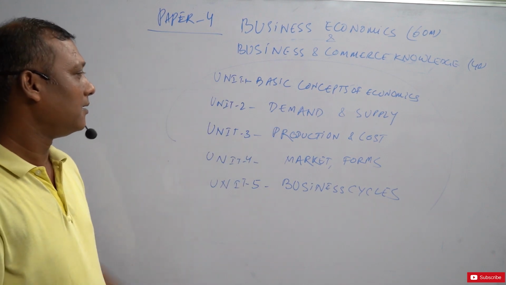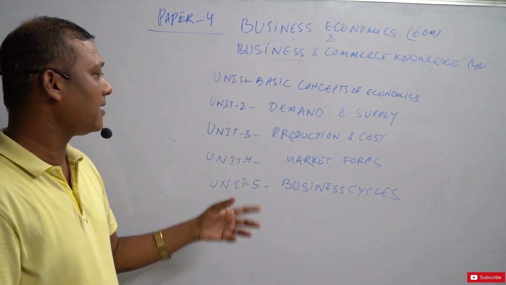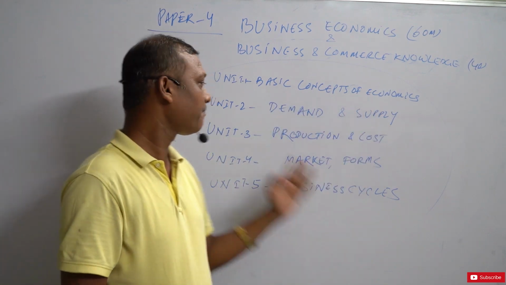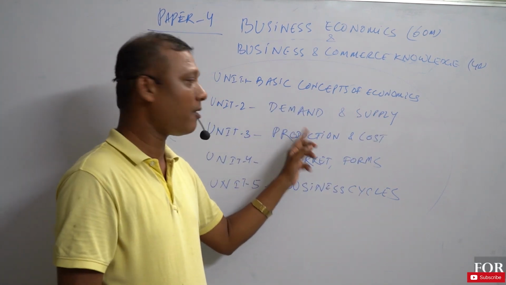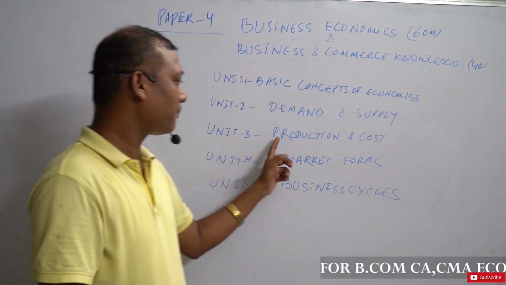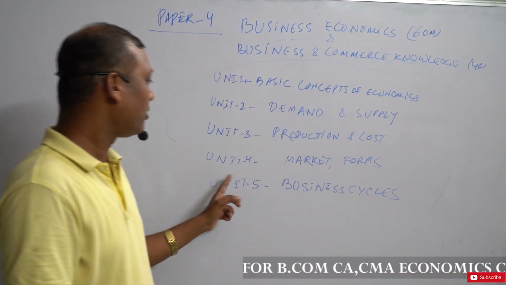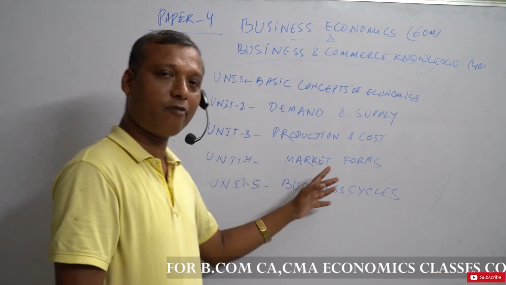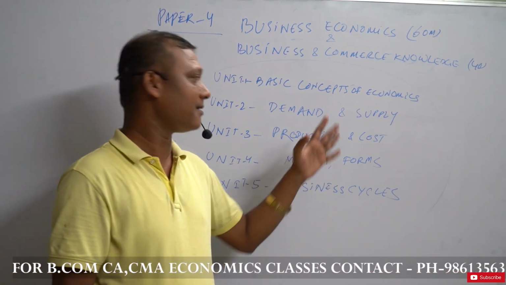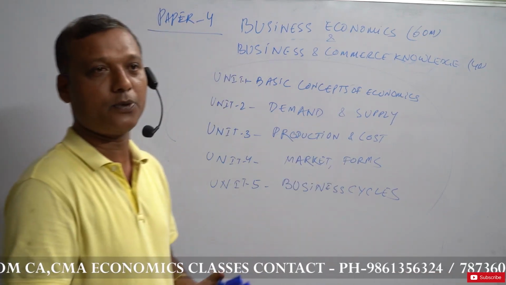objective questions. I am just simply revising. In unit 1, we will study the basic concepts of economics. Unit 2, we will study what is demand and what is supply. Unit 3, we will talk about production and cost. Unit 4, we will talk about market forms. Unit 5, we will talk about the business cycle. These are all the highlights of your course.